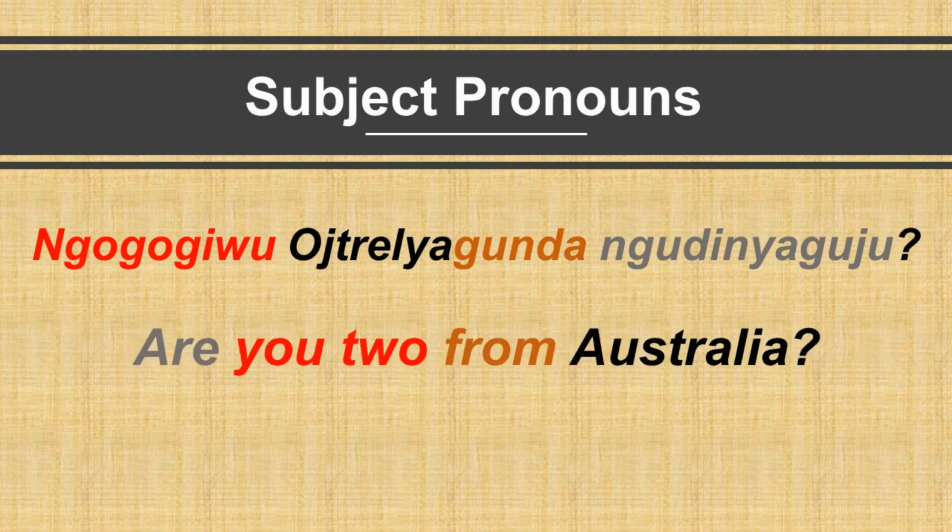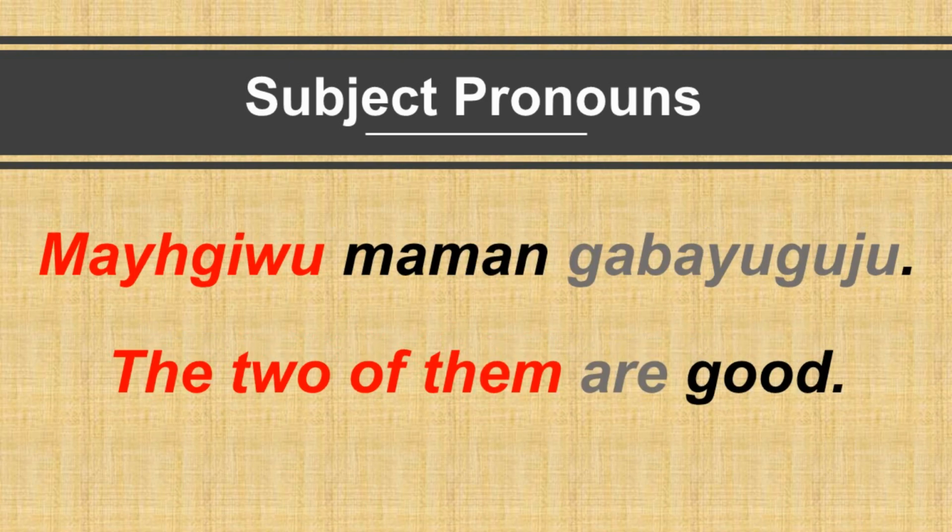If you want to ask two people at the same time where they're from, you would use this structure. 𝗟𝗂𝗍𝗂 Australia gunda ngudinya guju. Are you two from Australia? And you can also talk about two other people at the same time. For example, if you want to say the two of them are good, you would say 𝗪𝗏𝗏𝗏 maman 𝗂𝗶𝘃𝗏 guju.